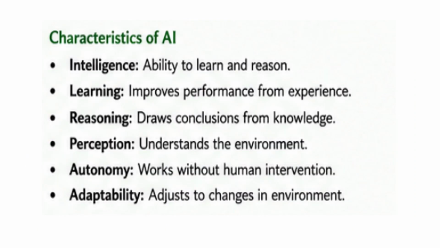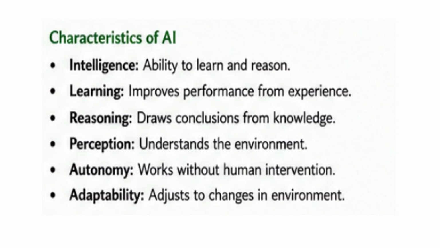And next comes the characteristics of AI. The basic characteristics of AI are intelligence, learning, reasoning, perception, autonomy, and adaptability. The first one is intelligence, which allows machines to learn and reason like humans. The second is learning, which improves their performance continuously by analyzing experiences and data. And the third one is reasoning, which enables AI to solve problems using logical thinking.